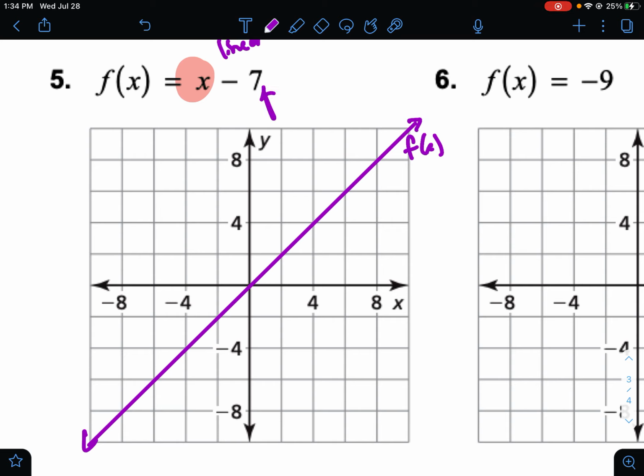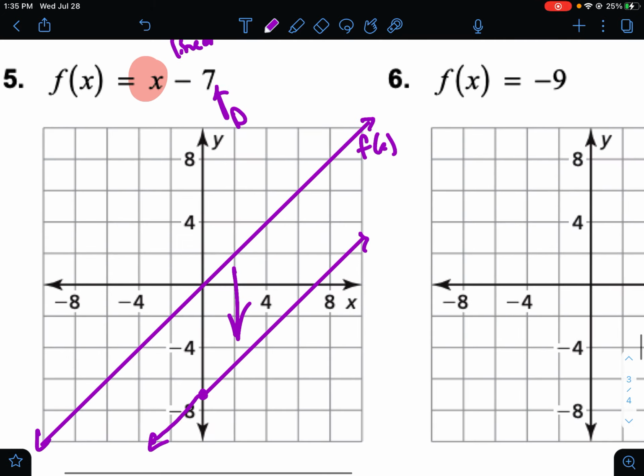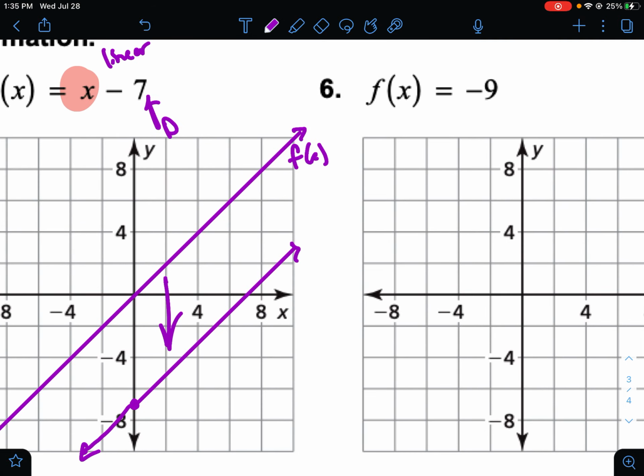The new one, because this has got -7 here, that is your D. That is going to be down 7. So simply, this will go down. This is going by 2s. So 7 will kind of be in between these. But it is the same slope, same line, same everything. Just shifted down 7. You may change colors on that or whatever you want to do, but that'd be your new function.